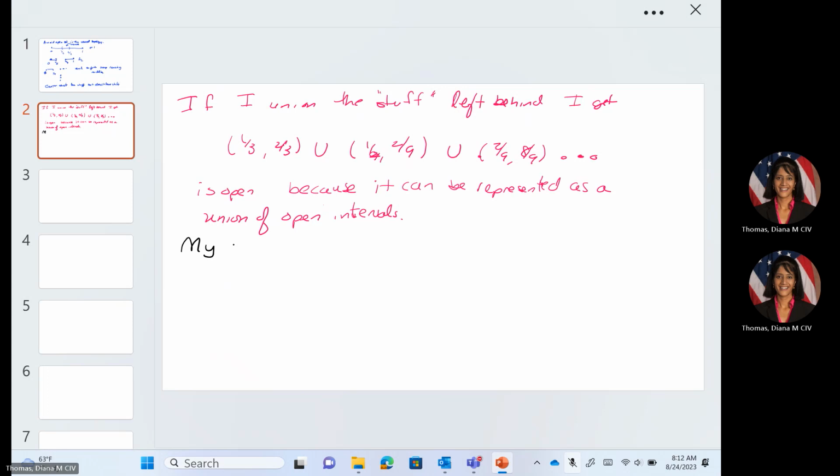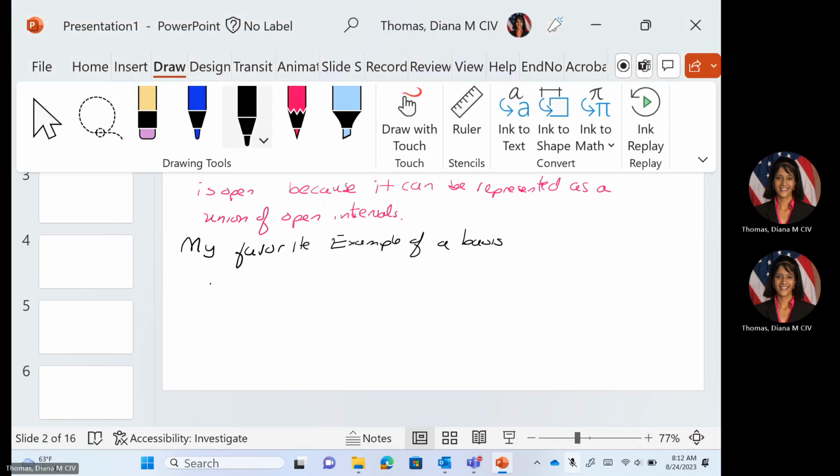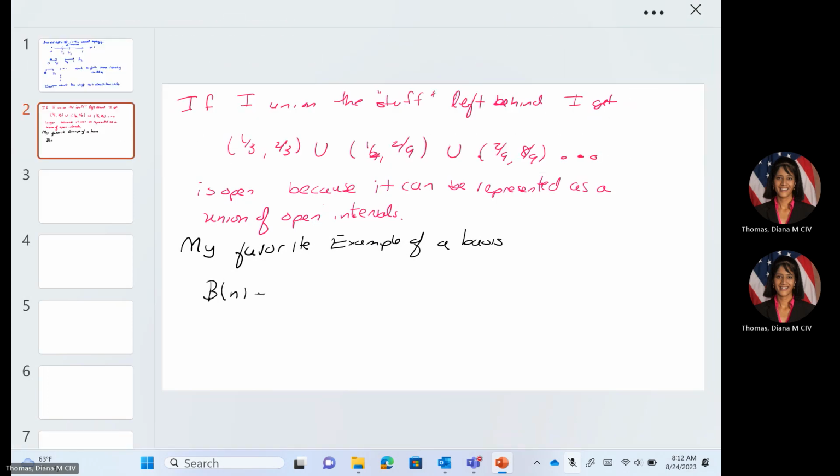All right, this is my favorite example. This is why I love this book. Of a basis, and I gave you homework problems off of this. So this is called the digital line topology, and it's defined by its basis. If n is odd, and n minus 1, and n plus 1, if n is even.